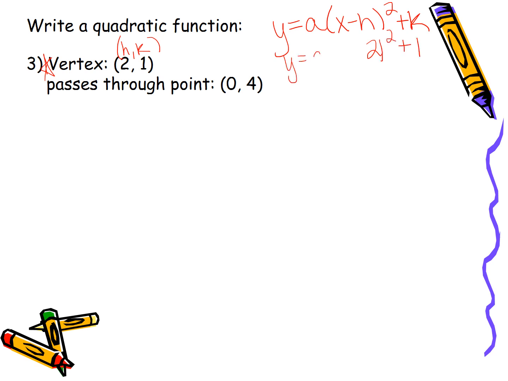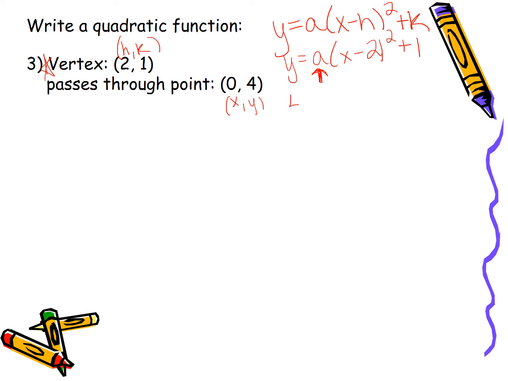So we know that y is equal to a times x minus 2 squared plus 1. But now we always have to find the a because they didn't give me a, they just gave me a simple point, which we know represents the variables x comma y. So we have to find what a is by plugging in 0 for x and 4 for y.